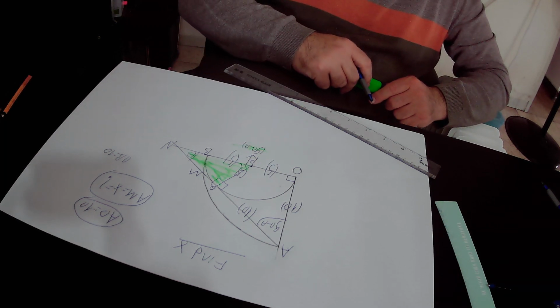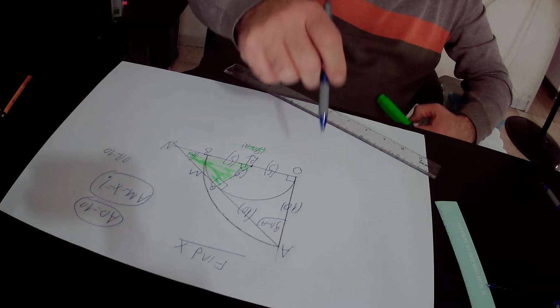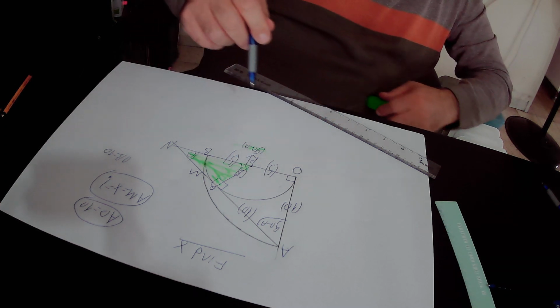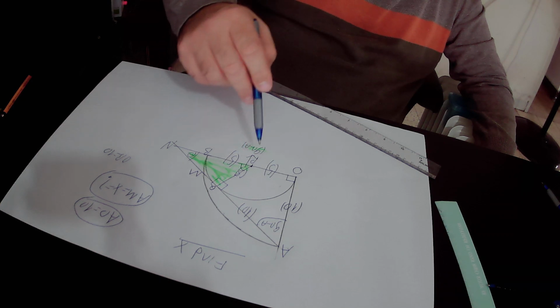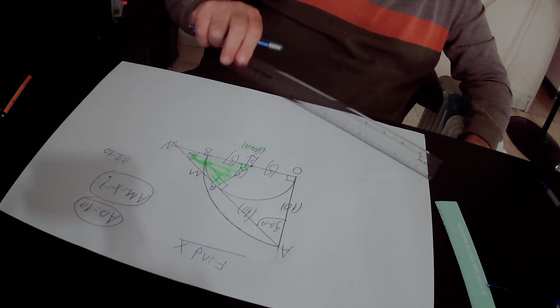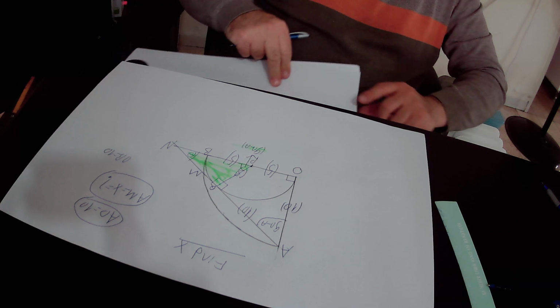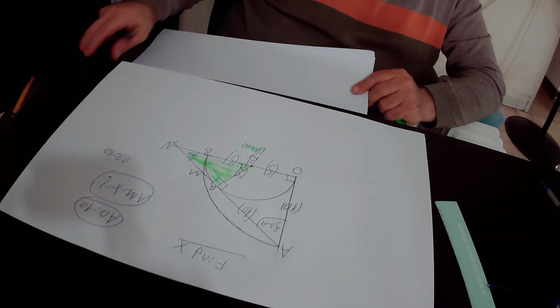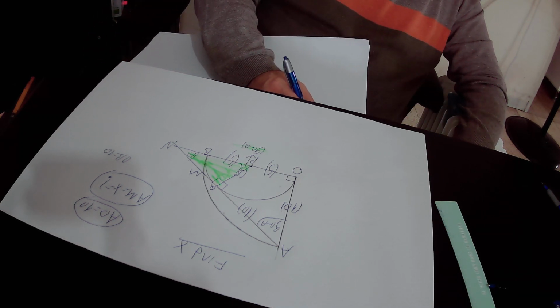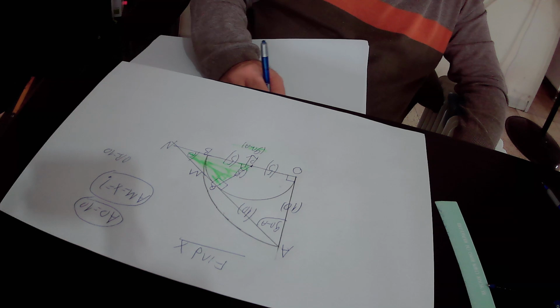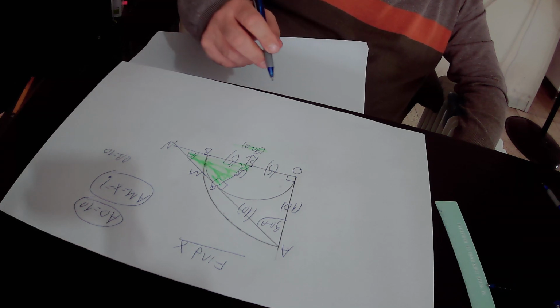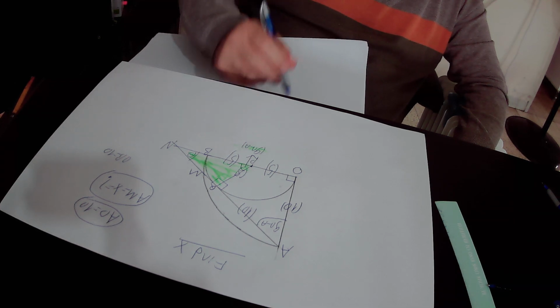In the next step, we prove that the right big triangle, triangle AON, is similar to the small green right triangle, triangle QPN. So I write it down. We prove that the right big triangle, triangle AON, is similar to the small green right triangle, triangle QPN.